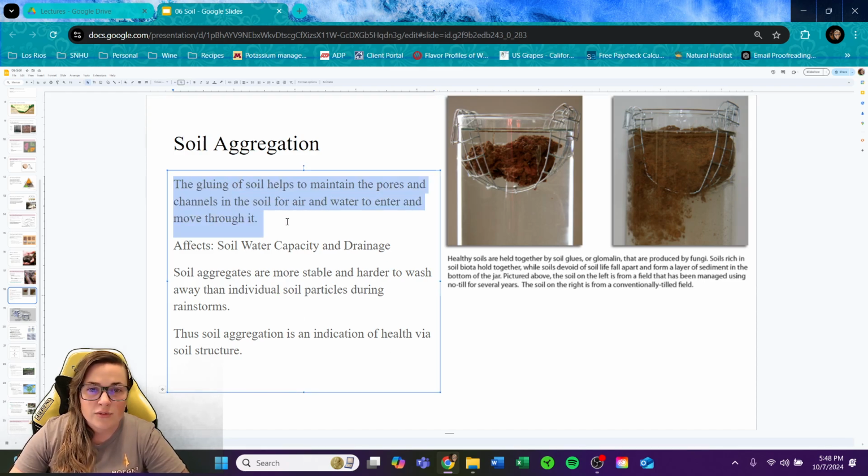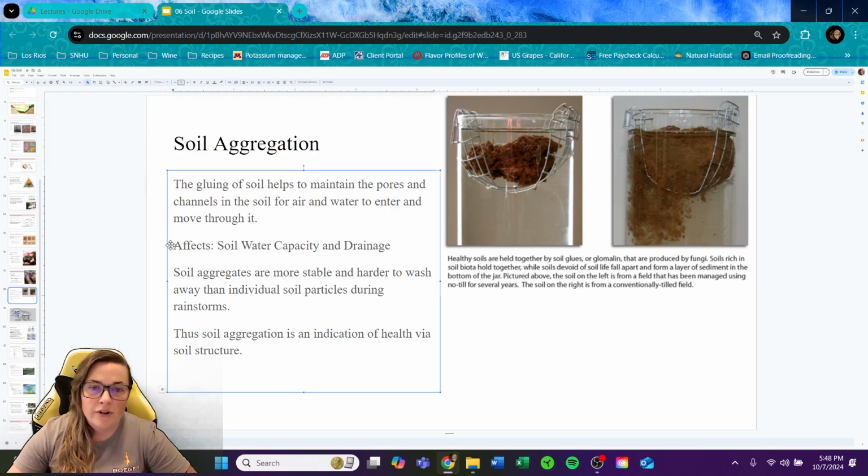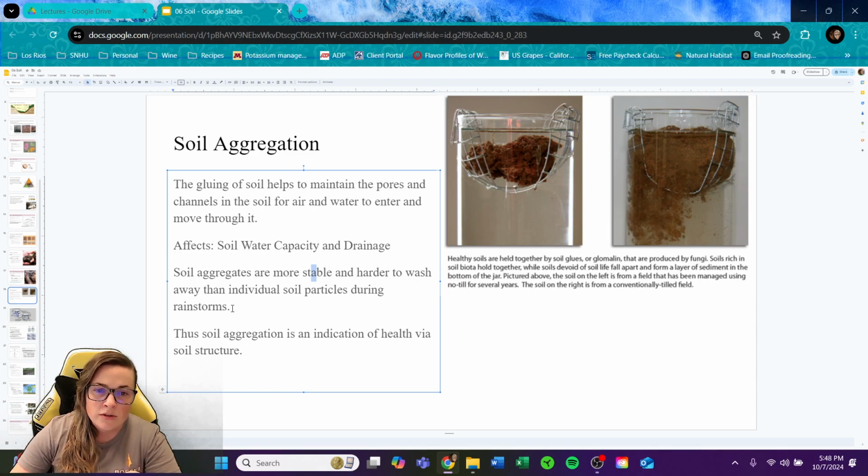So, again, just reinforcing. The gluing of soil helps to maintain pores and channels in the soil for air and water to enter and move through it. It's very important that it can move through it because roots need oxygen as well as water. Otherwise, you get waterlogged, and that's how your roots start to rot. So, aggregation affects soil water capacity and drainage. Soil aggregates are more stable and harder to wash away than individual soil particles during rainstorms. Soil aggregation is an indication of health via soil structure.